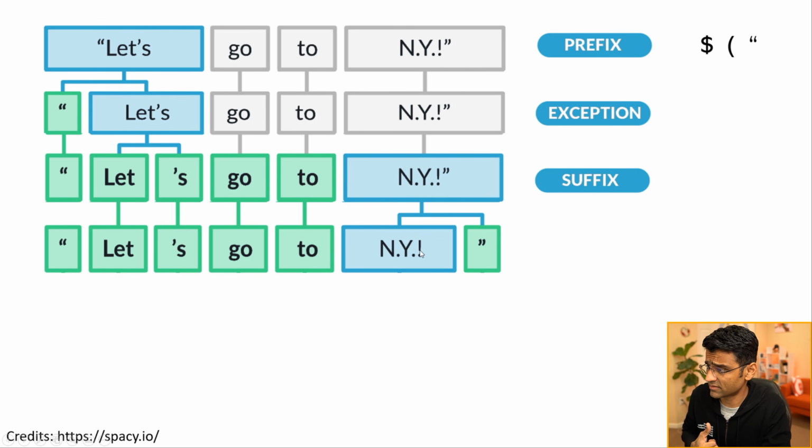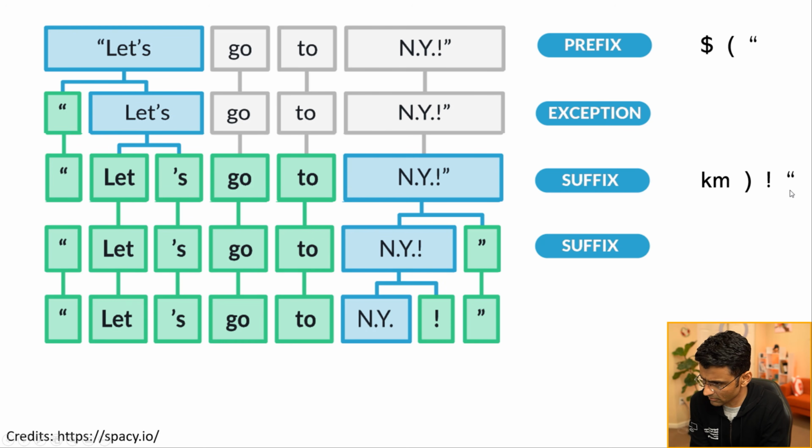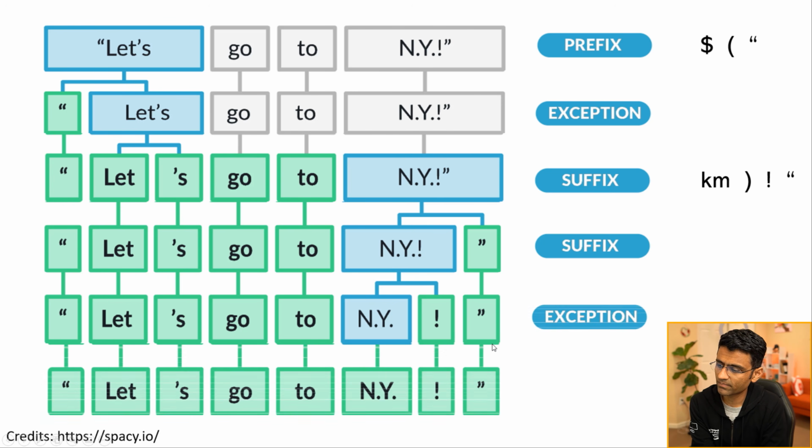Then you do suffix, right? The way we did prefix, there is a double quote at the end. So that's my suffix. Suffixes could be whatever, km is kilometer. It could be bracket, exclamation mark, quote, etc. Then another suffix would be the exclamation mark after NY. So it will split that.